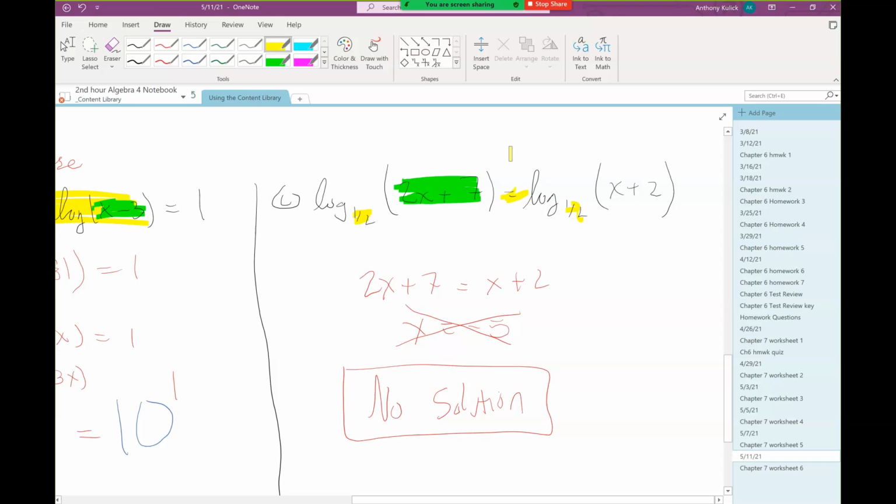Now if there's a +1 on the other side, you can't do what we just did. Or if one was log base 2 and the other was log base 3, you can't do what we just did. But those situations are beyond the scope of what we do in this class. So if they're both the same base, the same number, that's when this works.